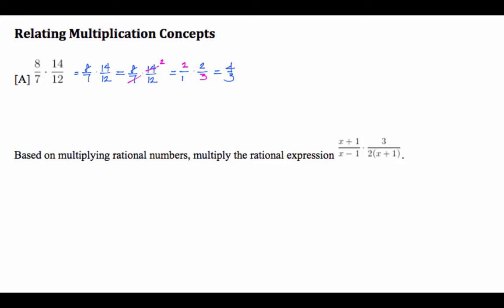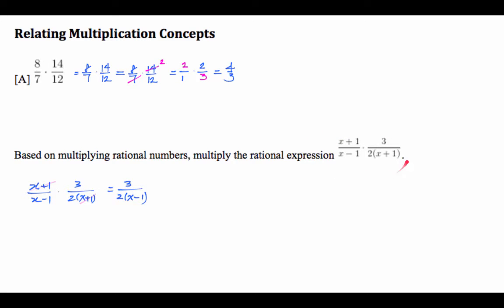So when you have a rational expression such as x plus 1 divided by x minus 1 times 3 divided by twice the x plus 1, you look at it just like the problem that we have up here with simple numbered fractions. You look at the numerator and denominator and check which factors are common, and we could cross cancel those, right? So when you look at that, the x plus 1s cancel out, and we simply write down 3 over 2 times x minus 1.